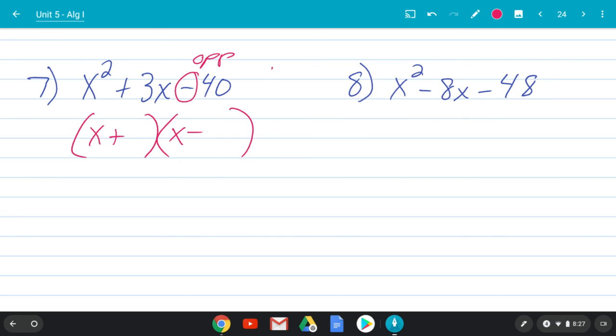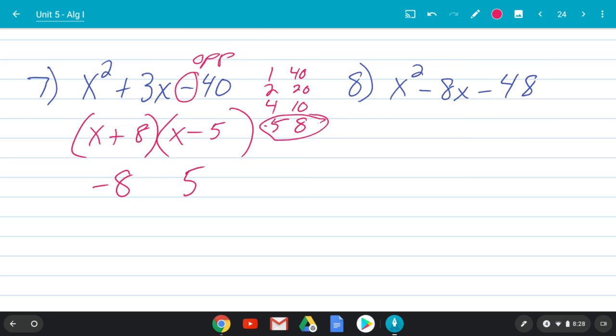Factors of 40. 1 and 40. 2 and 20. 3 does not go in. 4 and 10. 5 and 8. Which one of those come together with opposite signs to get a 3? 5 and 8. Larger number gets the sign from the middle. So 5 goes here, 8 goes there. Hey, while we're here, what are the solutions to this quadratic then? -8 and a +5. Remember, it's the opposite. What can I put in for that x to make that set of parentheses equal to 0? Good. Moving on.